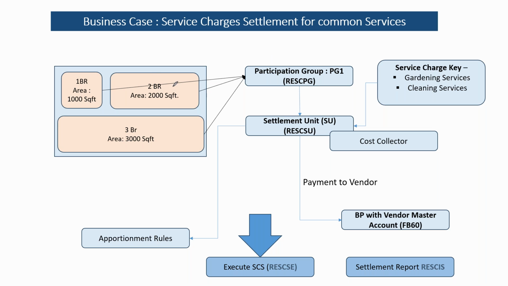Sometimes what can happen is, let's say this particular one-bedroom is part of this participation group, but it is vacant and not rented out as of now, while the two-bedroom and three-bedroom are rented out. But for the entire thing you are going to pay your vendor or contractor. Whatever amount is paid to the vendor is apportioned to all these rental units. So in this case it will be charged to the tenants in the two-bedroom and three-bedroom, but for the one-bedroom, because it is vacant, it will be charged to the cost center.